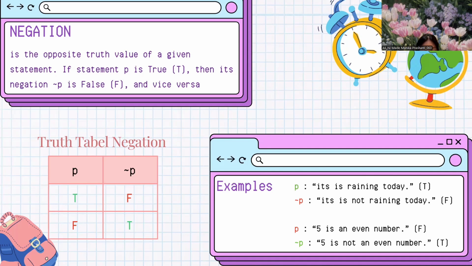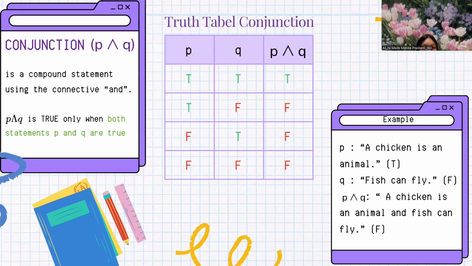Example A, statement P: it is raining today. Let's assume this is true. The negation is: it is not raining today. This automatically becomes false. Next, we learn about conjunction.